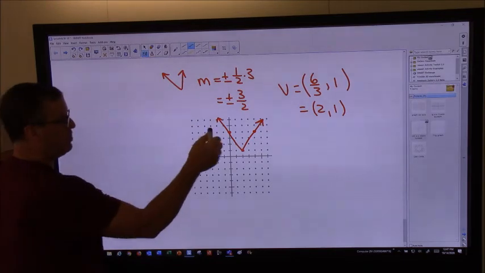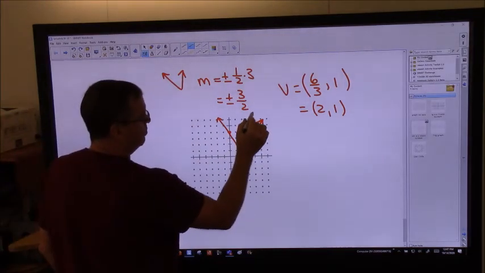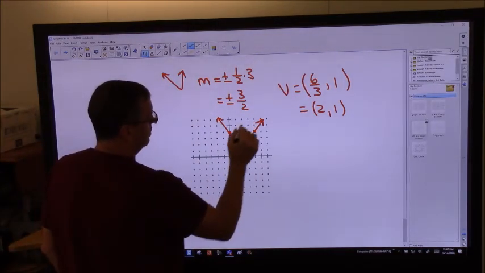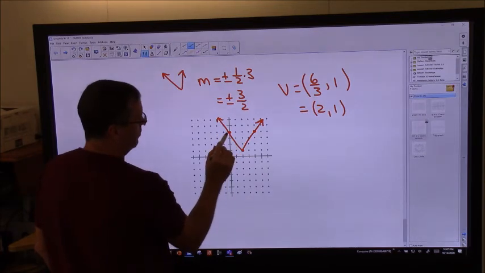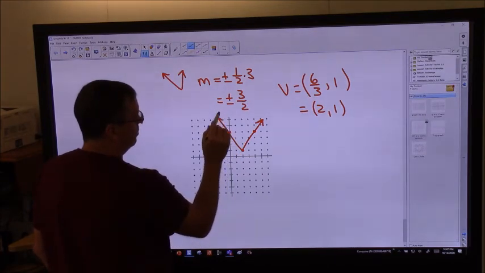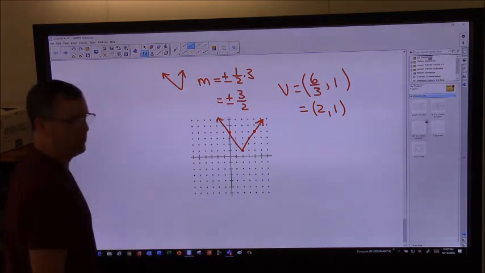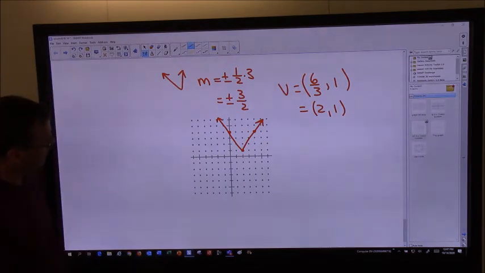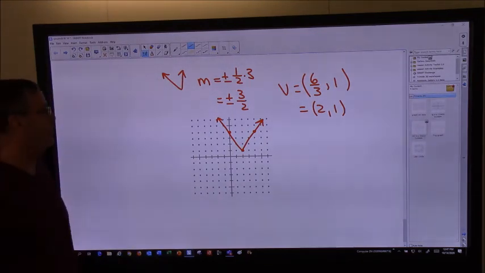Now, could I do an additional set of points? Sure, I can go up 1, 2, 3 again and over 2. Do the same thing here. From this point up 1, 2, 3 and over 2. And then I could have another set of points. But I think I've got enough there to see what this graph looks like, and so I think we're fine.